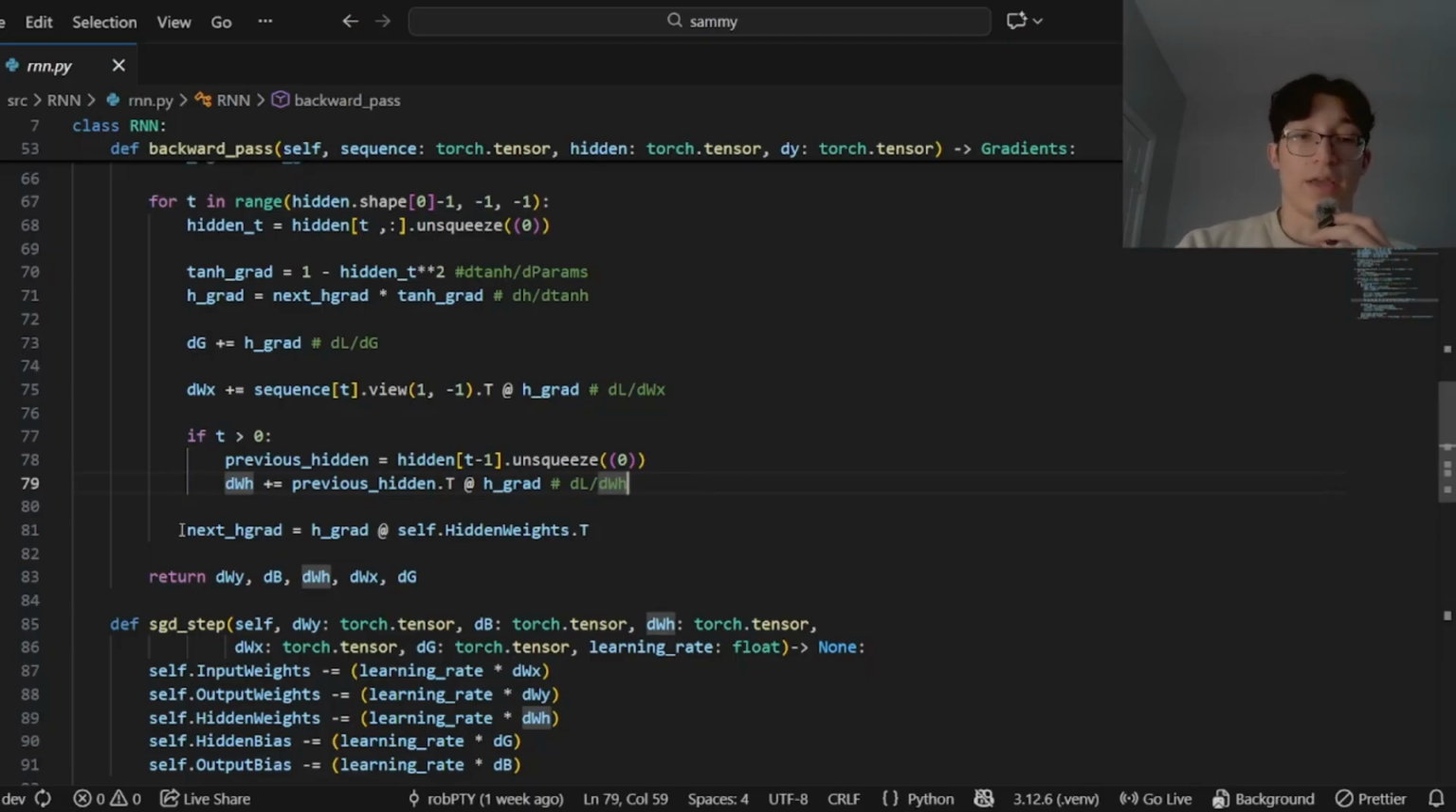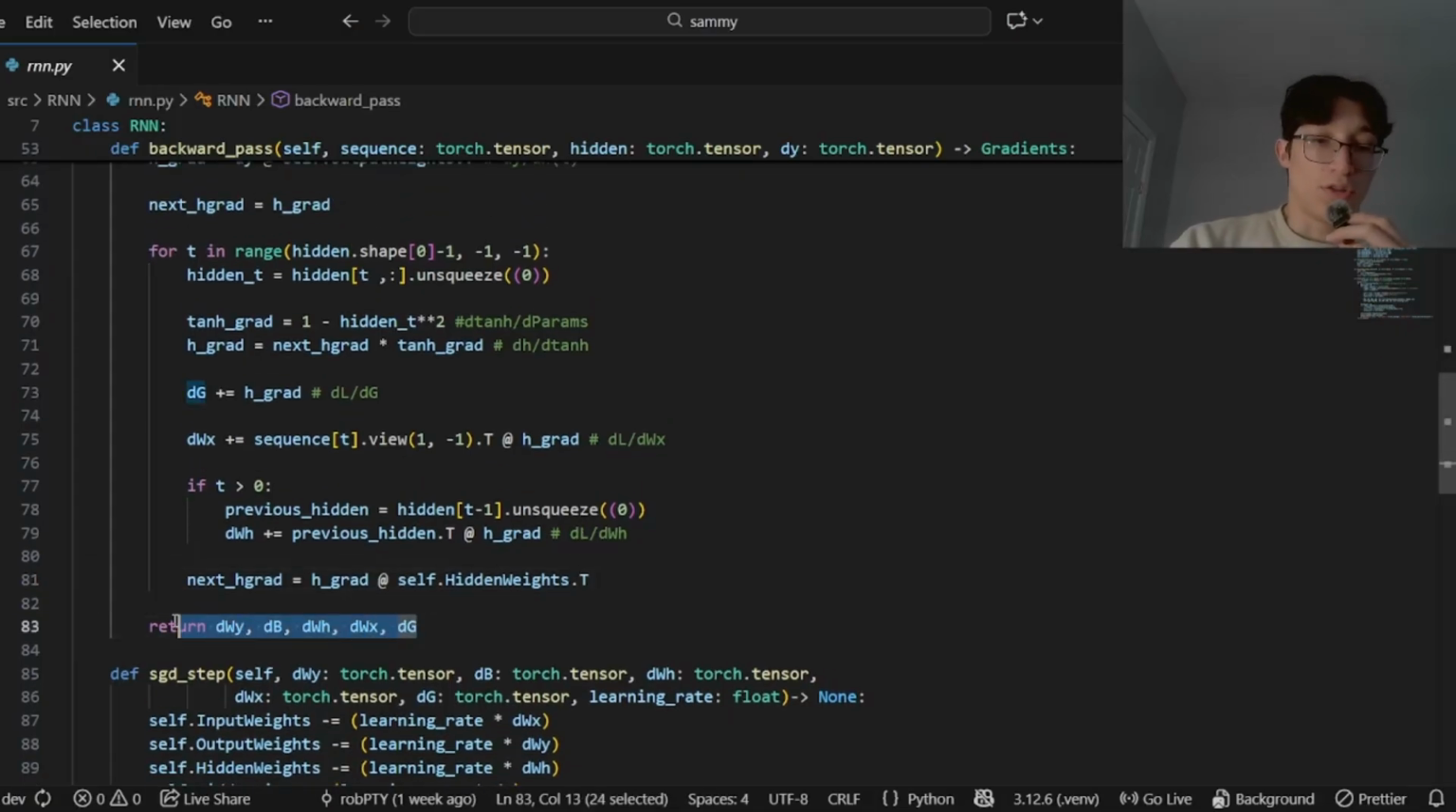Finally, at the end, we have to update the next hgrad by multiplying the current hgrad by the hidden weights. And the reason we do this is because if we remember back to the diagram of the overview, at the hidden layer, there's two outputs, which are one that goes directly to the outputs tensor and one that goes directly to the hidden state tensor. And so we're basically multiplying by the weights in order to undo that multiplication that we did earlier. Then finally, we're just going to return all these derivatives.